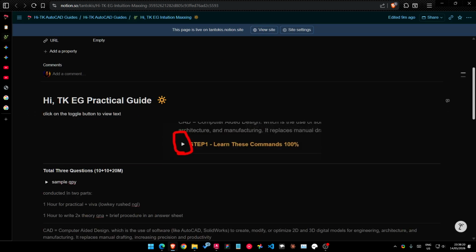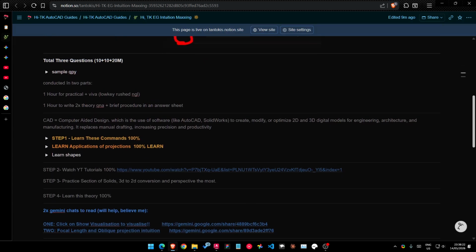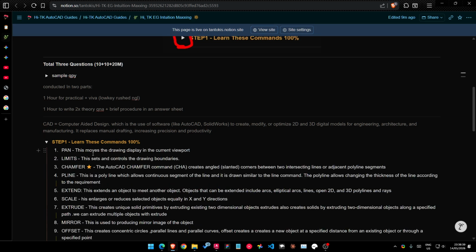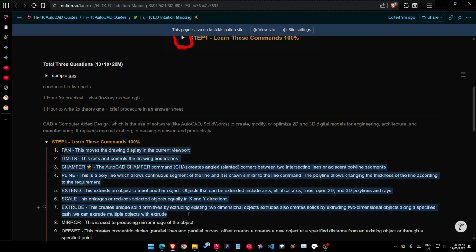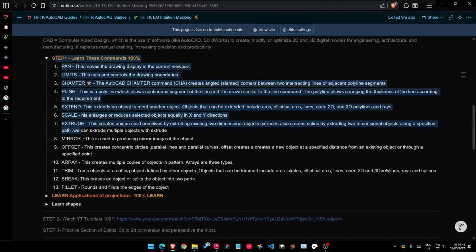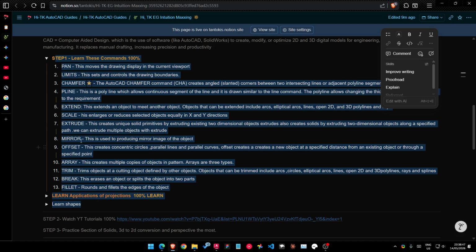I'll start with how our practical went. We got 1 hour for the practical in the Viva in the lab, and we had 1 hour to write the theory questions and the procedure. The two theory questions that we got were 5 commands, and we had to explain them. So I highly recommend learning these. You should learn all 3 of these.